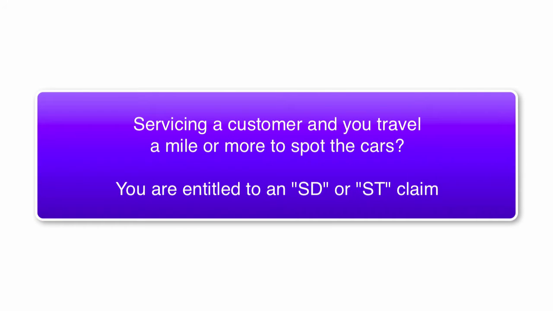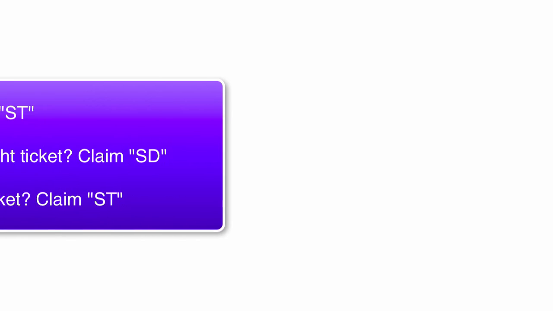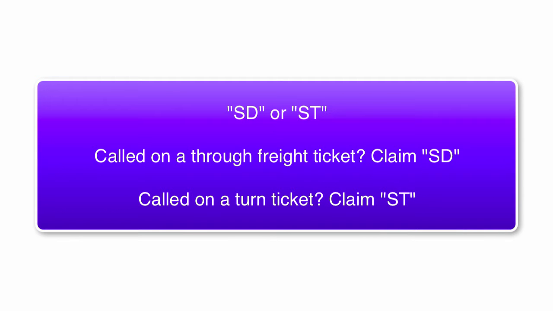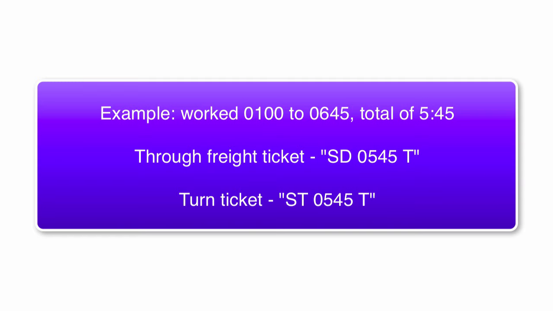If you are sent off to do some switching off on a spur and you have to travel a distance of more than 1 mile from the main line, you're entitled to an SD or ST claim. Now, what is the difference between the two? If you're called on a through freight ticket, well, you're entitled to an SD claim. If you're called on a turn ticket, you're going to be claiming an ST. When you make this claim, either an SD or ST, you're going to be making it for all time occupied at the location.